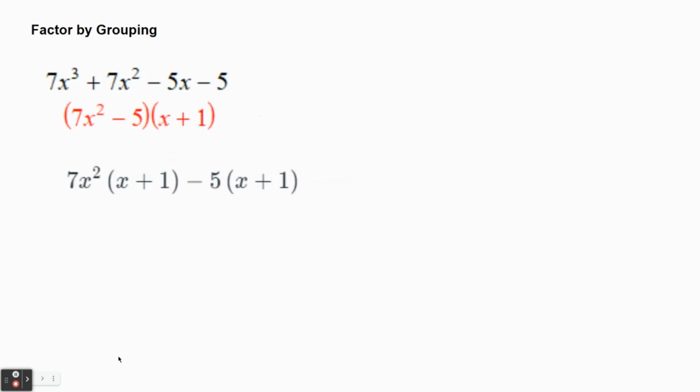At this point, I can factor out the x plus 1, and then you're left with 7x squared minus 5 times the quantity of x plus 1.